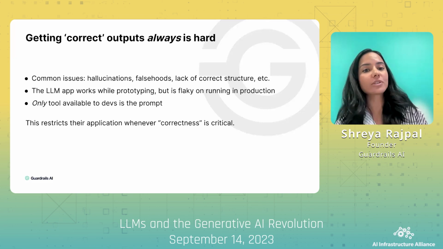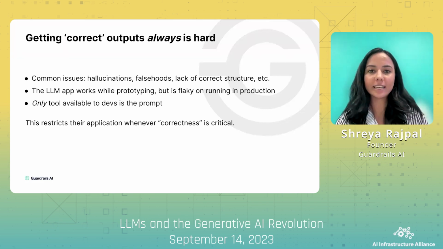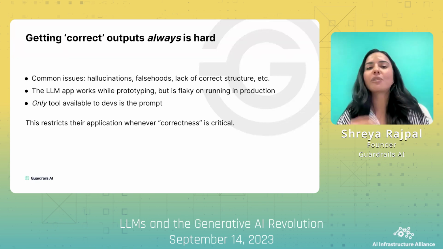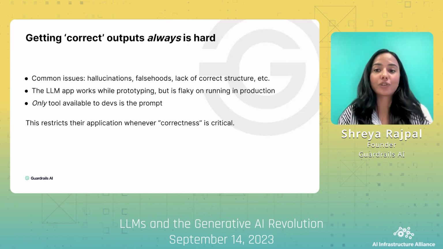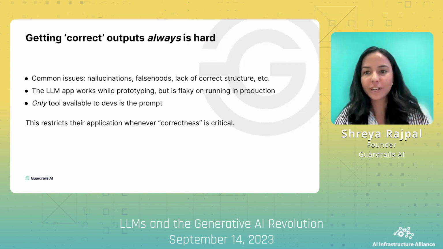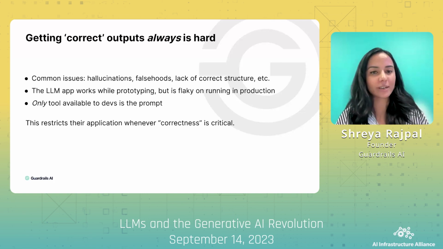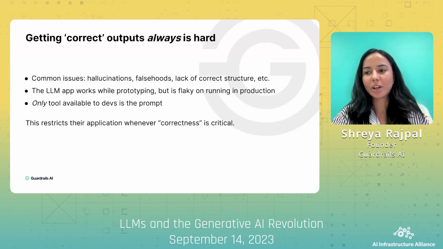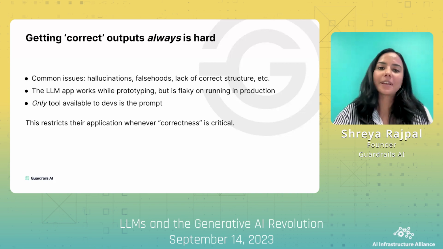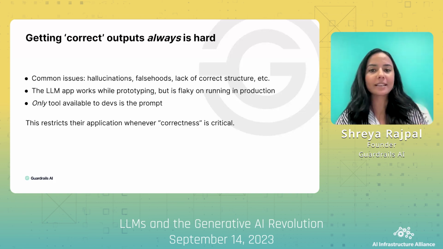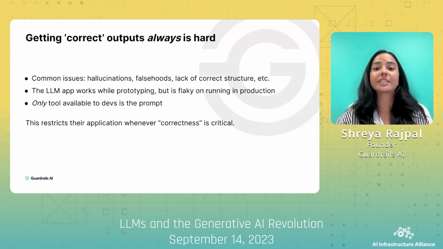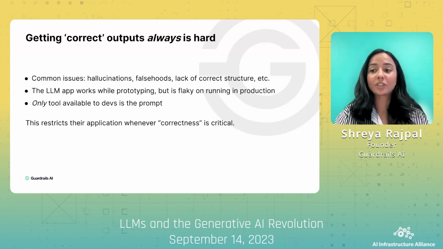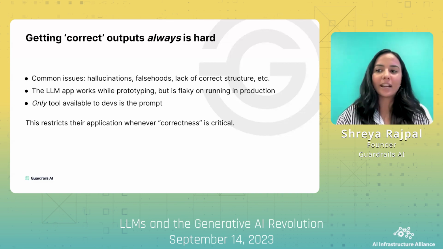Common issues that people see as they're working with LLMs are hallucinations, falsehoods, and lack of correct structure if you're using the output of an LLM to power some downstream application. The general issue ends up being that the LLM app works while you're prototyping, but it's flaky when running in production. A very common thing that you would often hear people say is that it was totally working, and then the first time I handed it over to somebody external to test it out, it failed.